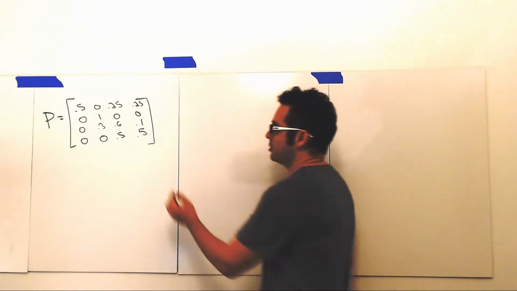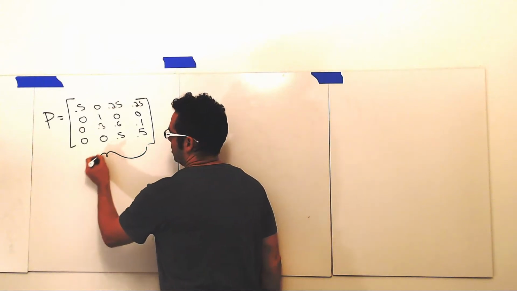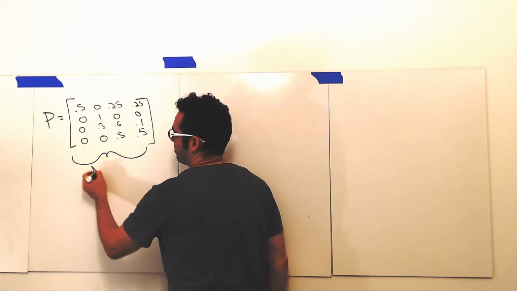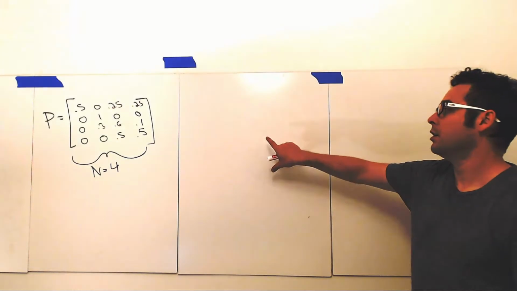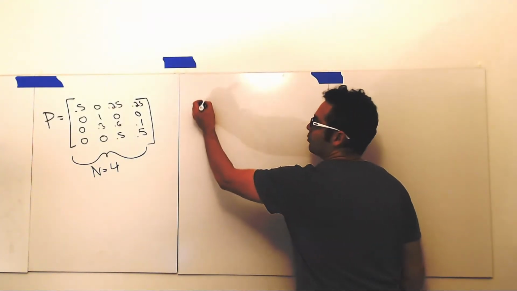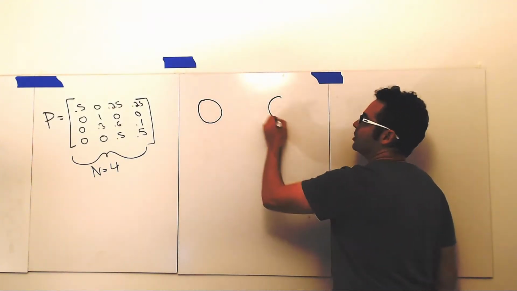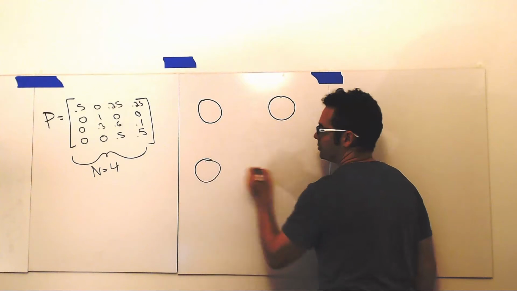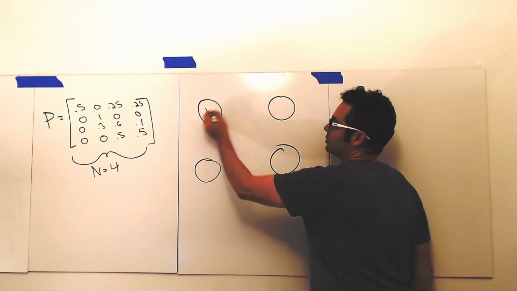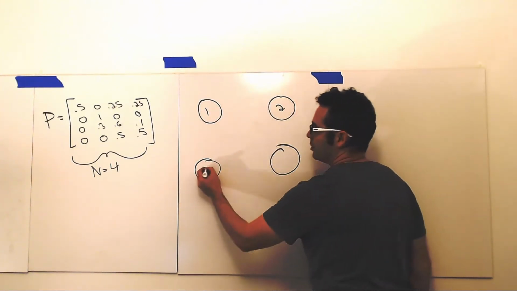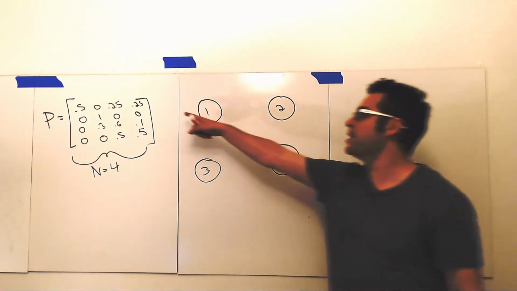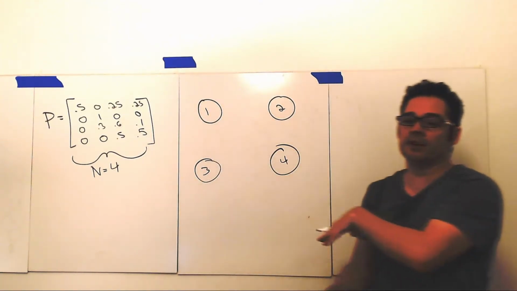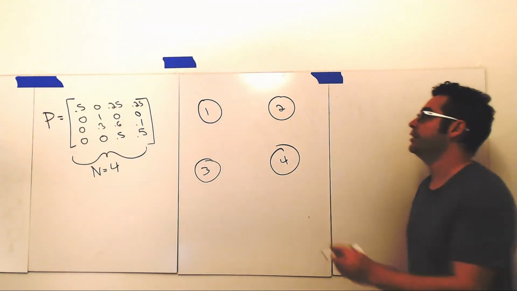So in this case, we can see that the number of states that we have is 4, telling us that when we draw our diagram, we want to make 4 nodes. So I'll just number them 1, 2, 3, and 4. And from here, we can start going through our matrix in order to fill in the probabilities for our diagram.